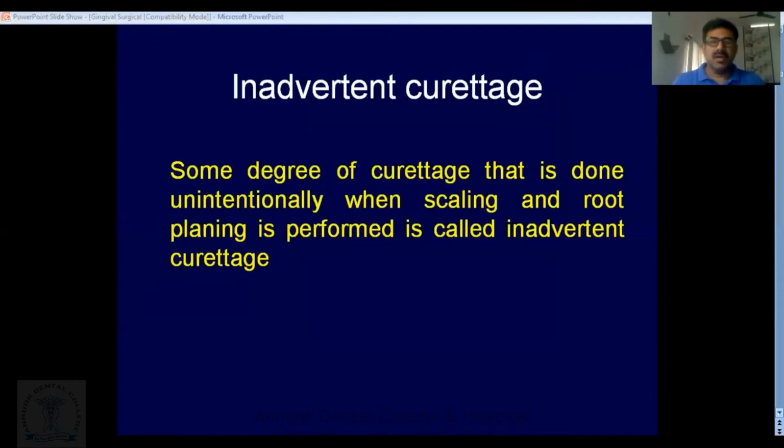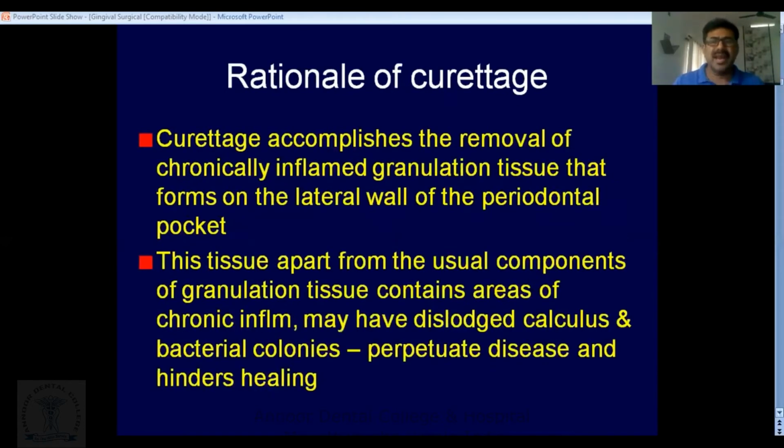Now you should know a term which is called inadvertent curettage. What is inadvertent curettage? While doing scaling or root planing, unintentionally you are removing some part of the inner lining of the gingival surface. This is not intentional, and this unintentional curettage is known as inadvertent curettage. What I've seen when students do it is they don't do an inadvertent curettage. In fact, they remove a lot of gingiva. We can call it a gingivectomy also. Right?